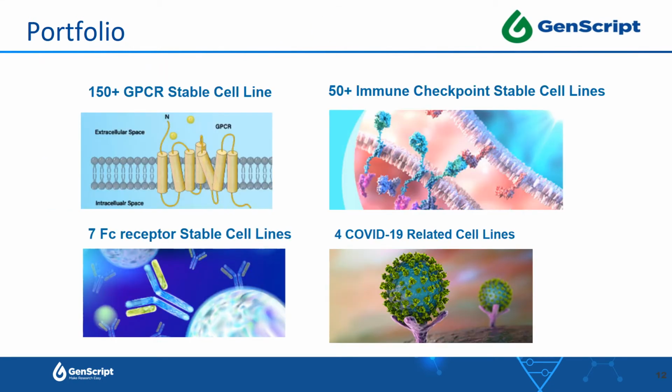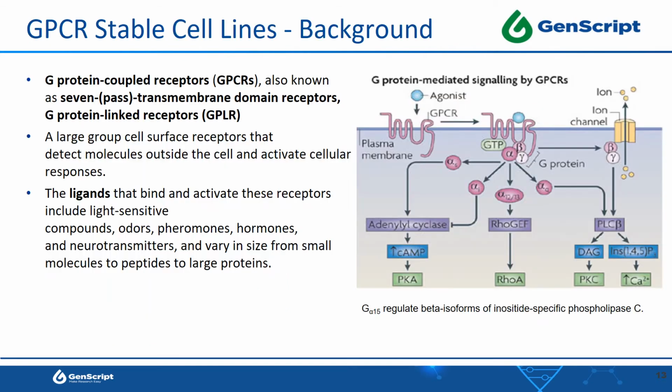Next, let me introduce to you the stable cell line products that we have at Genscript that can facilitate your research, including GPCR stable cell lines, immune checkpoint stable cell lines, Fc receptor stable cell lines, as well as COVID-19 related cell lines. First, let's talk about GPCR stable cell lines.